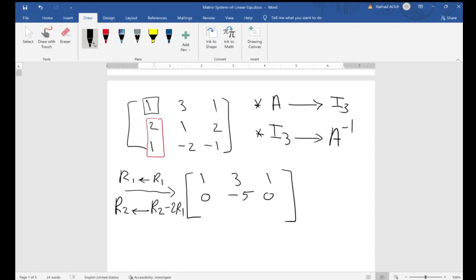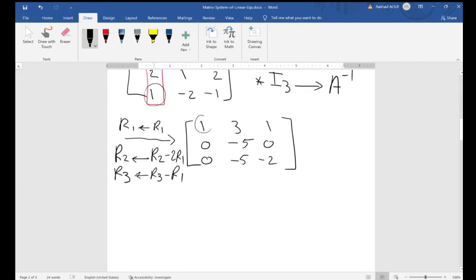Row 3 also, the entry in row 3 must be equal to 0. So what operation can I make between this one and this one? Simply I make the difference between them. So the new row 3 must be old row 3 minus row 1. So I obtain 0, minus 5, minus 2. These first operations I make, so I finish the first pivot element.